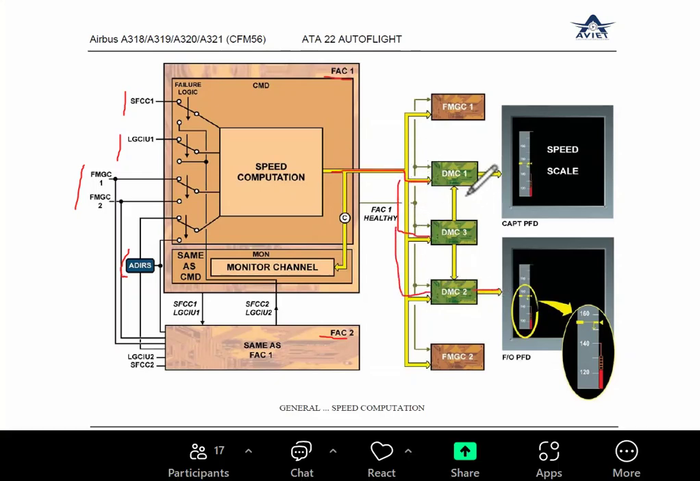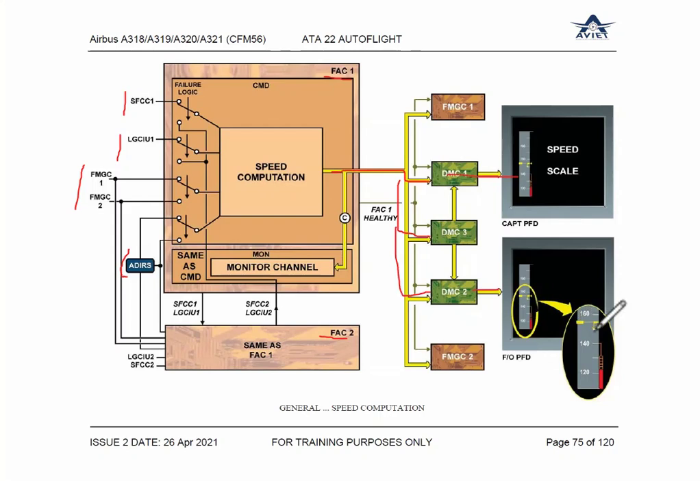Right. And then the DMC will display on the respective PFD scale. If you look at some of them here, you can see the speed scale is available. Index, which is a pointer. This is the current speed or actual speed. The trend arrow is showing what the speed will be after 10 seconds. So it gives an idea to the captain of how he's going and what the speed will be after 10 seconds.